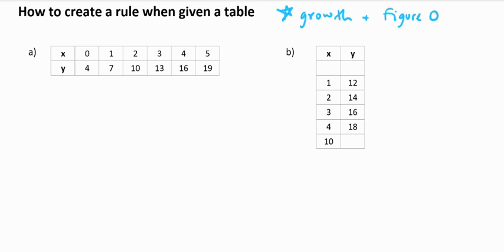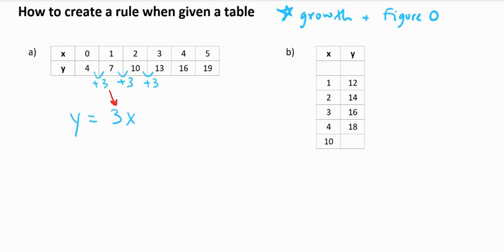So looking at this, I can see that I'm adding 3. So it looks like we're just adding 3 every time. And the x values just go up by 1. Okay, so that's my growth right there. So I know that for my equation, it'll be 3x, because again, I just took the growth and put it in front of the x.